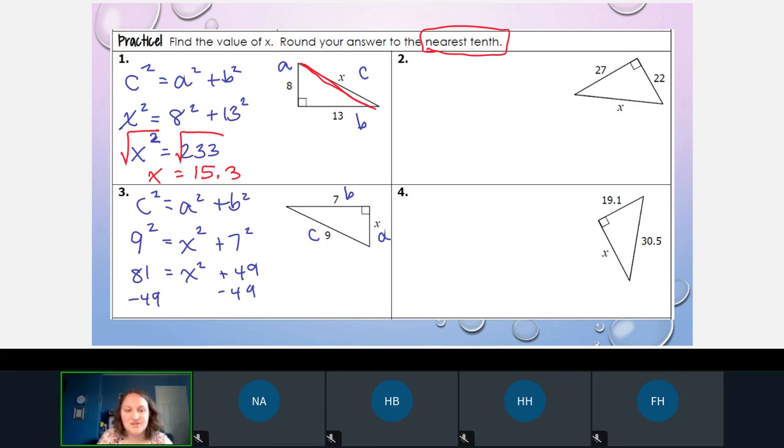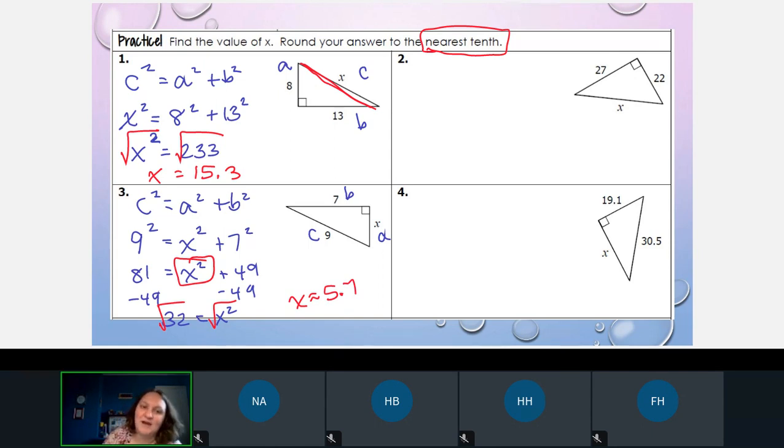81 minus 49 is 32. So I get 32 equals X squared. And now I can do the square root step. So the goal is to always get that X squared by itself. And the square root of 32, Nashmia, you are correct. It's about 5.7.